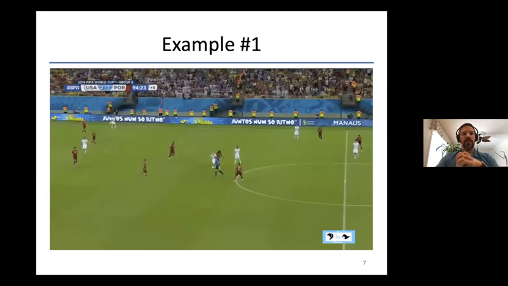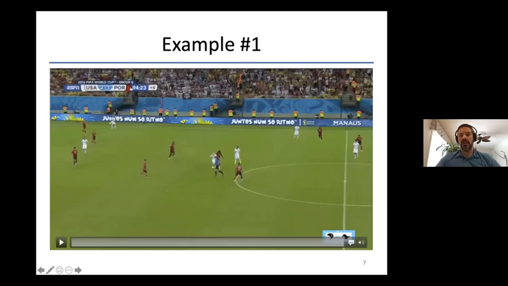This was a 2014 World Cup game. So if you follow soccer, you know that World Cup is the biggest match for a country. This was a decisive game. This is US in white playing Portugal in red. US is up 2-1. And as you can see here, there's about 30 seconds left in the game. So again, this is a decisive game.